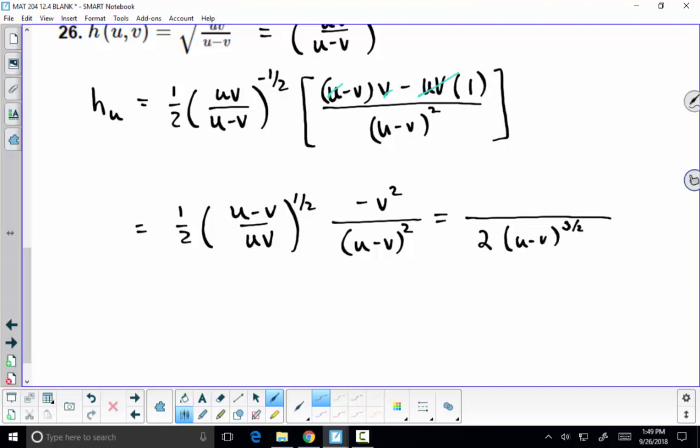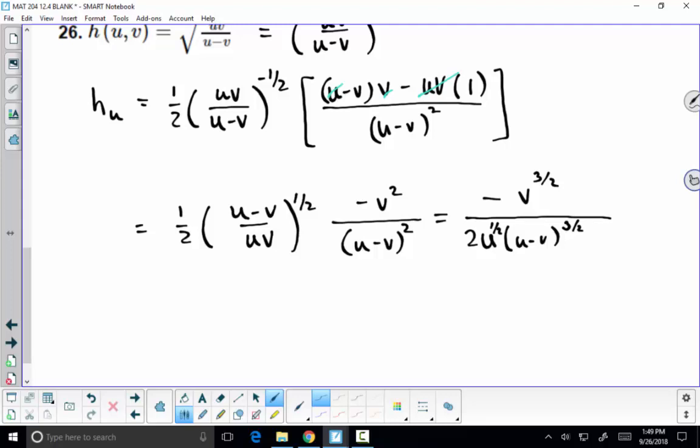We have a v squared in the numerator and a v to the 1/2 in the denominator, so that's going to be a v to the 3/2 in the numerator. And then we also have this u to the 1/2 in the denominator, so I'm going to squeeze in right there, 2 u to the 1/2. So I think we got it all taken care of.